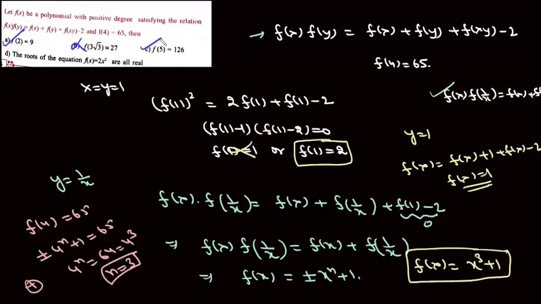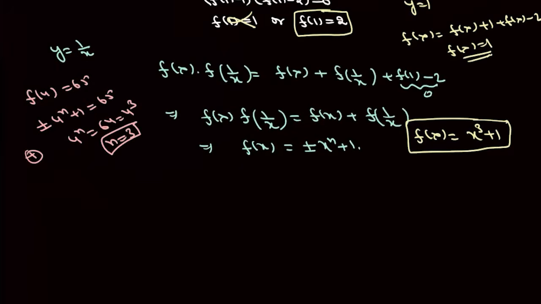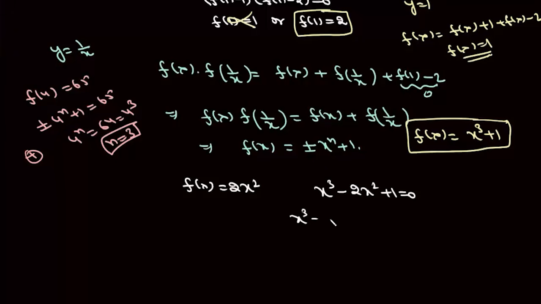So we'll check this fourth option, f(x) equals 2x square. So this equation, f(x) equals 2x square, will be x cube minus 2x square plus 1 equals 0. So there'll be x cube minus x square, and minus x square plus 1 equals 0. So we can take x minus 1 common. We'll get x square minus x minus 1 equals 0.